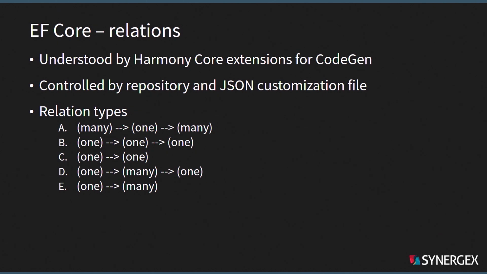Relations are an important part of your web services, and as a result, are an important part of our EF Core provider. So they are understood by the Harmony Core extensions for CodeGen. We have a DLL extension to CodeGen that does all of these sorts of things for you, but that code is controlled by repository, your defined relations inside of repository, and a JSON customization file.